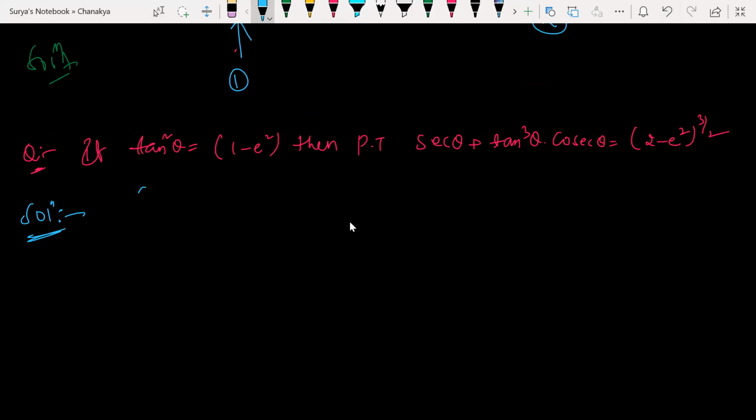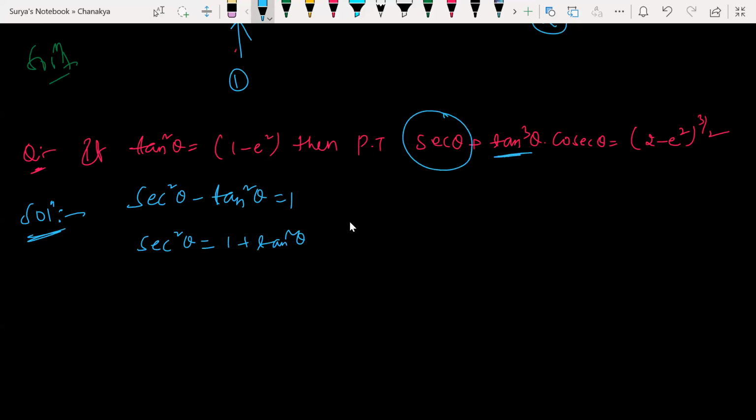Guys, how many of you know this formula? Do you know this formula? Yes, I know this one. So secant square theta minus tan square theta equals 1. So what is secant square theta? 1 plus tan square theta. Because we need secant theta here, we have tan here, so we have to use that formula: 1 plus tan square theta.